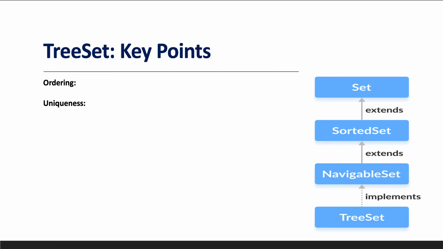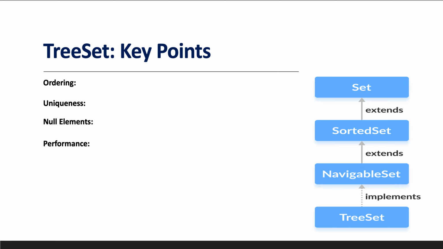Next is uniqueness. Since TreeSet internally implements the Set interface also, and as we know the Set interface allows only unique elements and does not allow storing duplicate elements, in the case of the TreeSet also, it is going to store only unique elements. Next point is null elements. Since TreeSet is required to sort the elements, it is required to provide valid data only. Because of that, TreeSet does not allow inserting any null element.